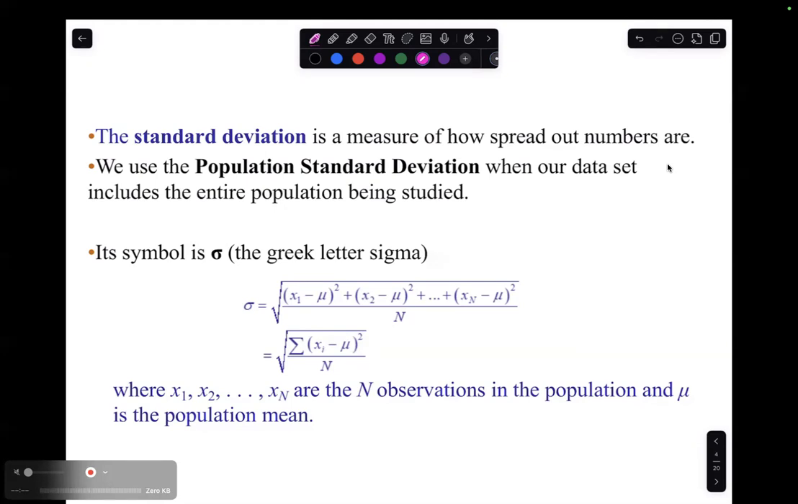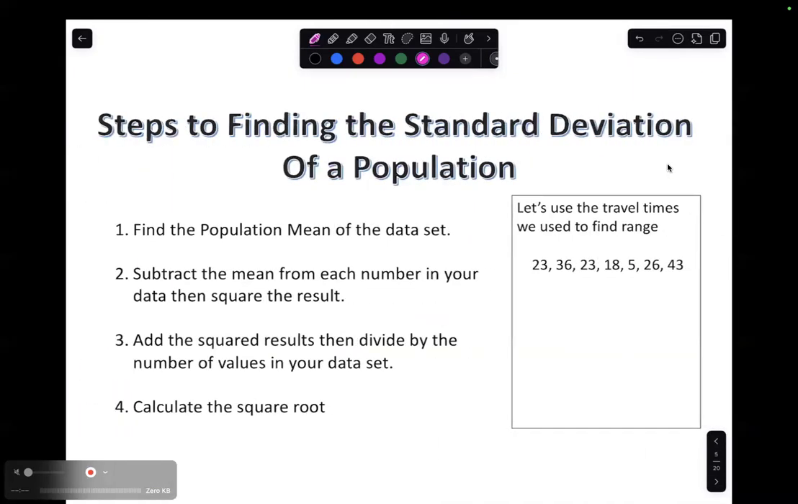Does anybody still need this page? I can move on. Will you repeat what you said? You said each data value, subtract the mean, add them all together. Yep. Oh, okay, I see. Thank you. I was getting ahead of it.